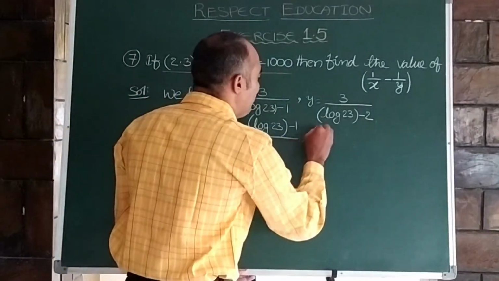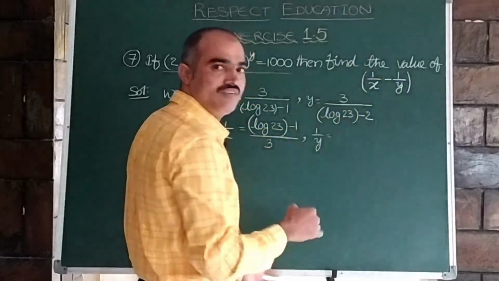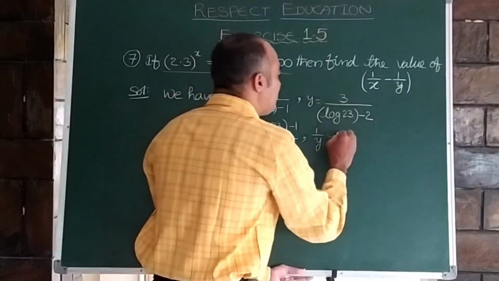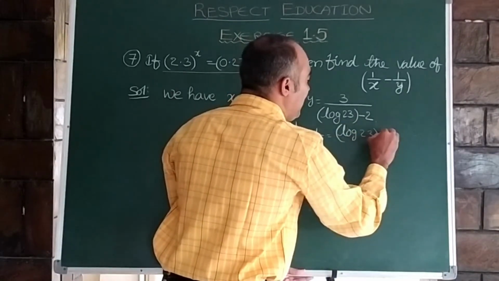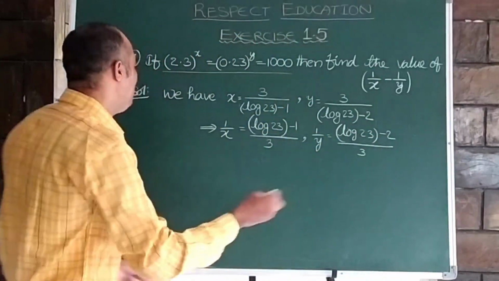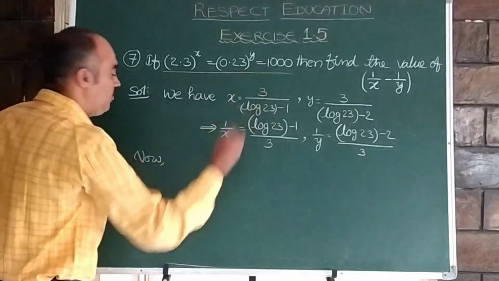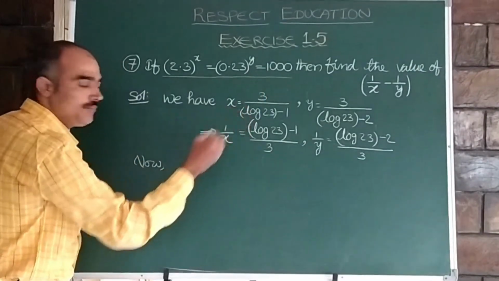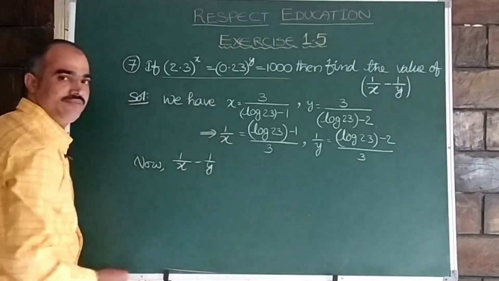In the same way, 1 by y is equal to, because we are in need of 1 by x and 1 by y, let us take the reciprocal of this also. It is log 23 minus 2 by 3, right? Now consider what our requirement is. We need to find 1 by x minus 1 by y, right?